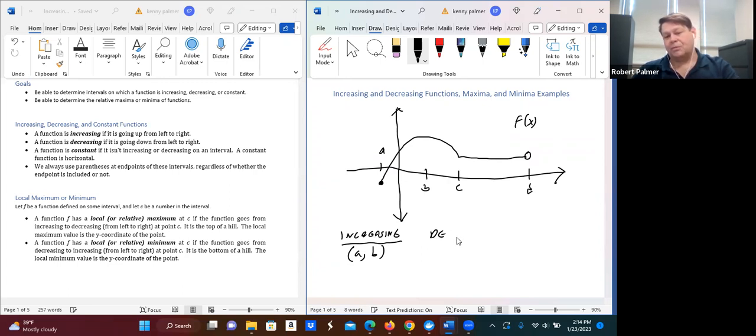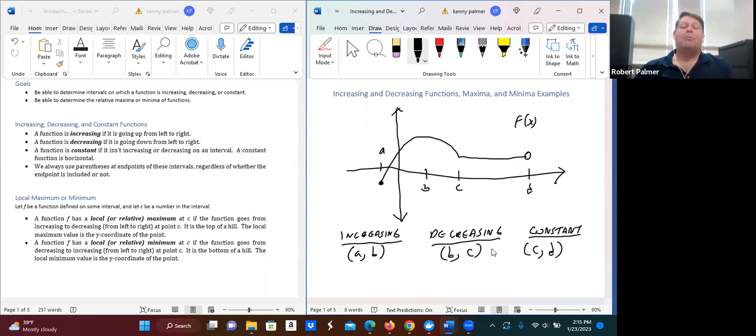Now, decreasing, where it's going down from left to right. As we see, it starts decreasing at B and then stops decreasing at point C. In the same way, we use parentheses for both. No matter whether points are included or not, we always use parentheses for these kinds of intervals. And finally, where is it constant? In this case, it's constant starting at C. It's flat starting at C and then goes to point D. And once again, we use parentheses.